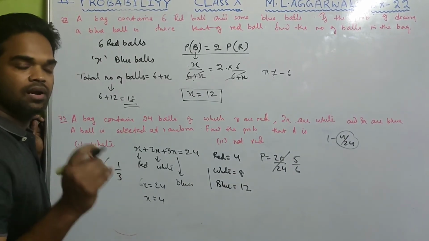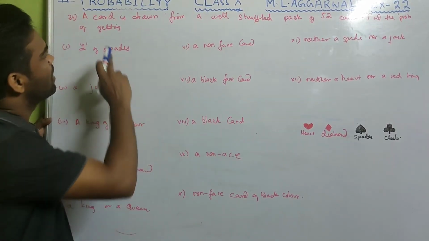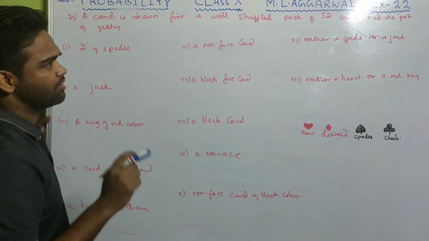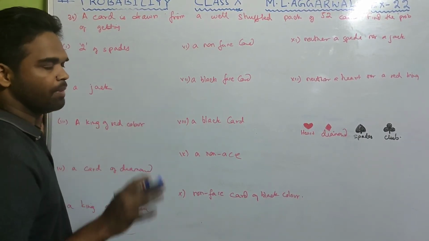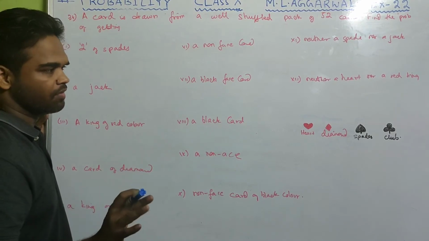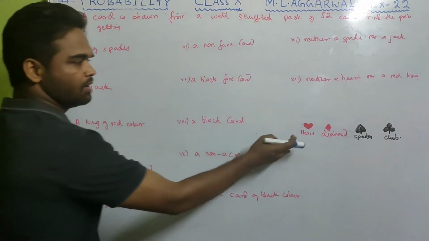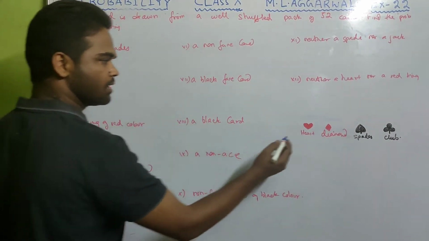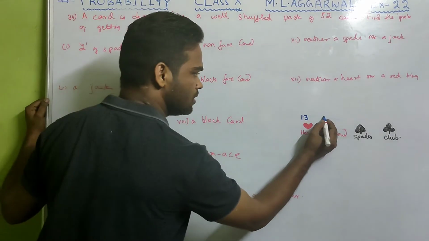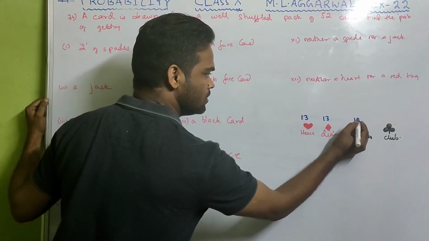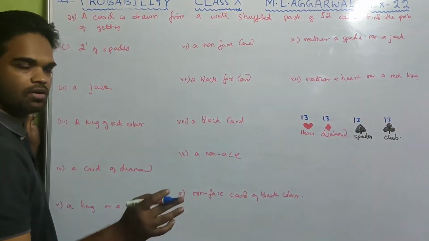Okay. Now let us look at the next sum. Look at 34. Very interesting. A card is drawn from a well shuffled pack of 52 cards. Find the probability of getting. There are 12 parts. Just a recap of cards. We know there are 52 cards in all, and there are 4 different suits. 13 hearts, which is red in color, 13 diamonds, 13 spades, and 13 clubs. So they add to give 52 cards.